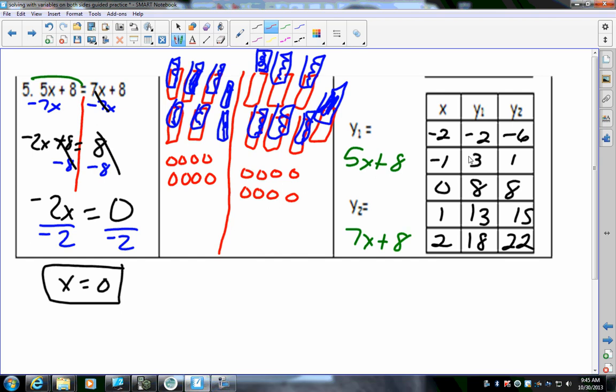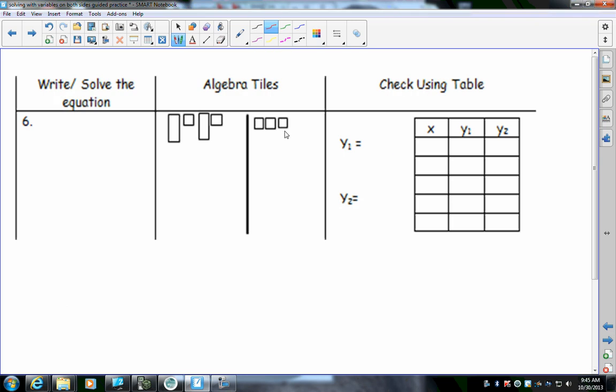Again, the point of drawing the table is to make sure that you can find where your solution is by just looking at a table, where y1 and y2 are the same. Okay, on number 6, there's a line through your copies for whatever reason, but all you're missing is that one little tile right there. On number 7, the Y1, Y2 is not a big deal. So for 6, 7, and 8, those of you in my class, go ahead and start working on those.